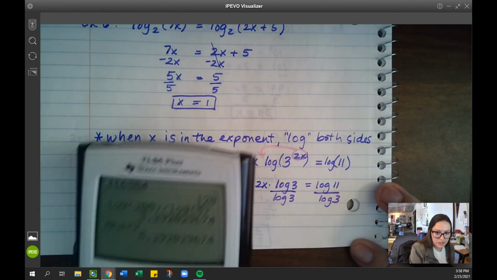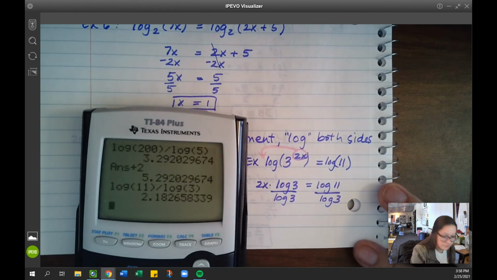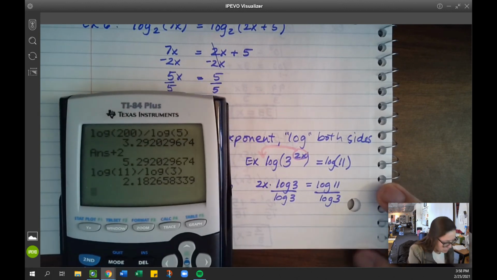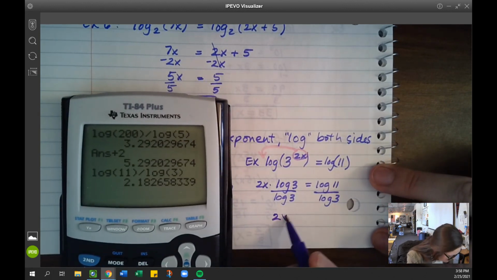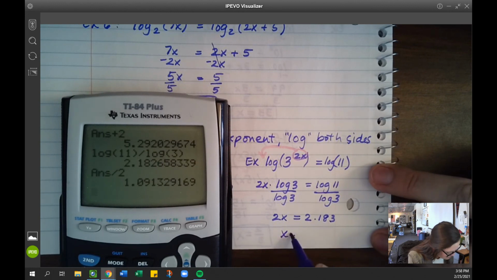So I'm going to go to my calculator and do log 11 divided by log 3. And I get 2.183. So I have 2x equals 2.183. Then I'm going to go ahead and divide by 2. So I get x equals 1.091.